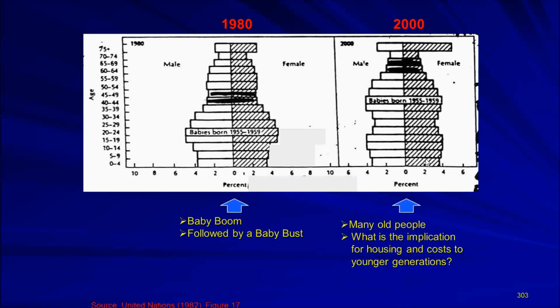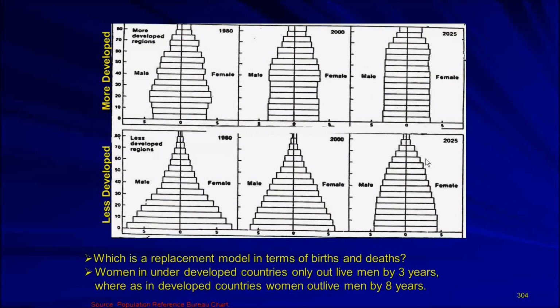So at any rate, I want to go through this distribution, and now we're dividing it between more developed and less developed countries. And which is a replacement model? Well, 2025 is a replacement model. We almost have a perfect cylinder. But notice, in 2025, we still have more females than males at the top of the apex. And women in underdeveloped countries only outlive men by 3 years, whereas in developed countries, women outlive men by 8 years.